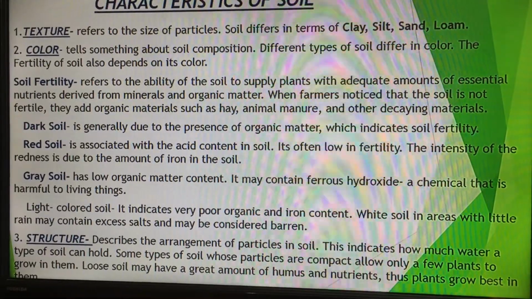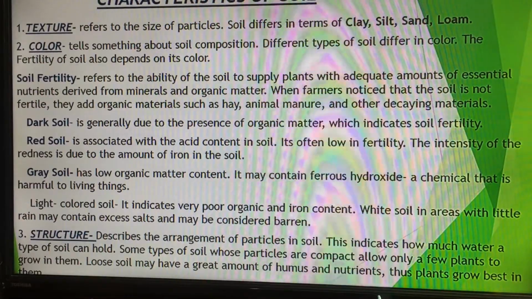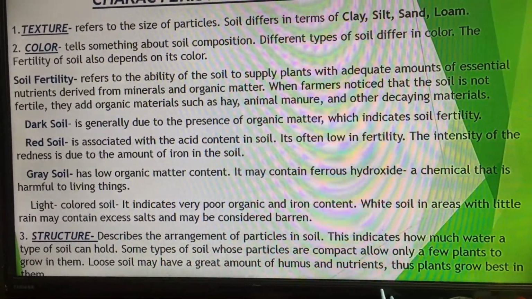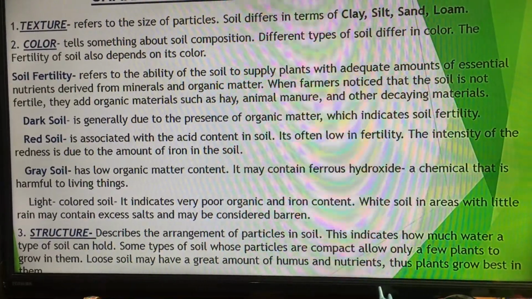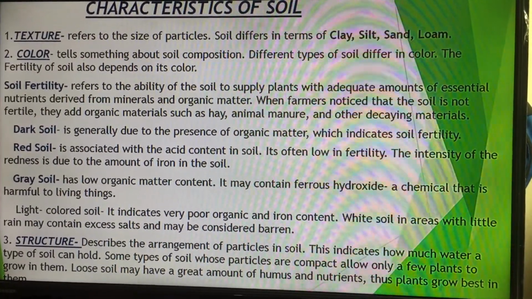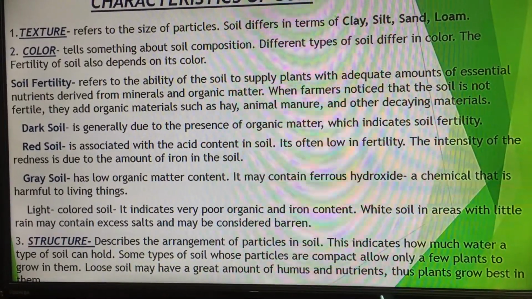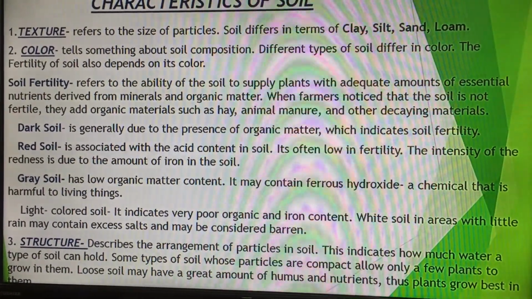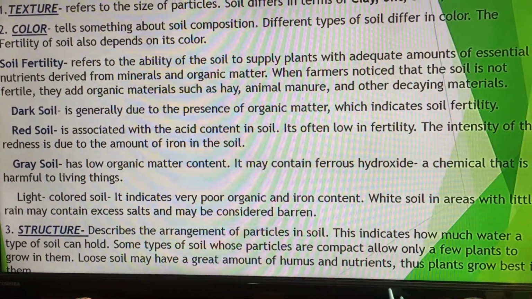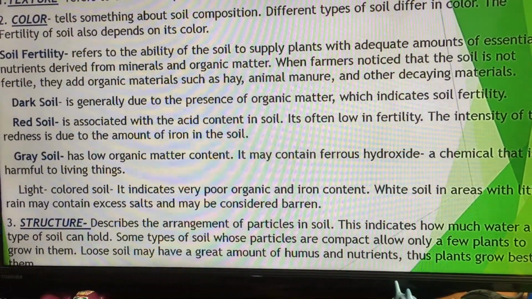The next characteristic is structure. Structure describes the arrangement of particles in soil. This indicates how much water a type of soil can hold. Some types of soil particles are compact and allow only a few plants to grow in them. Loose soil may have a great amount of humus and nutrients, thus plants grow best in them. So the fertility or the nutrients will depend on the structure also.